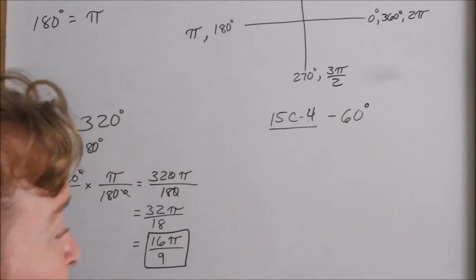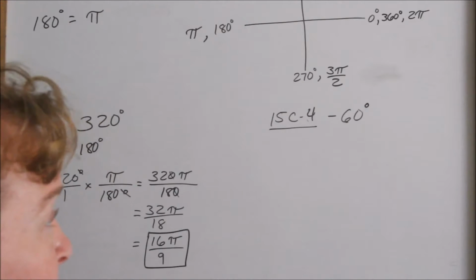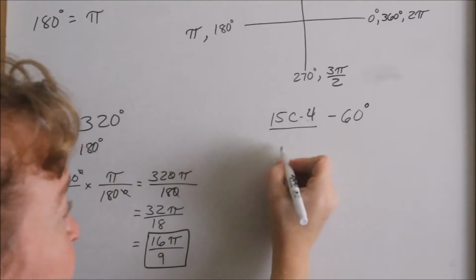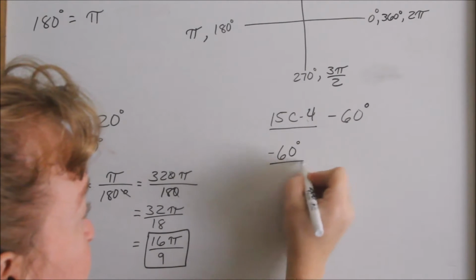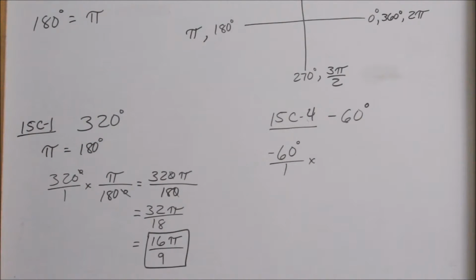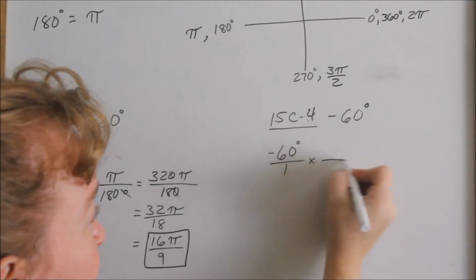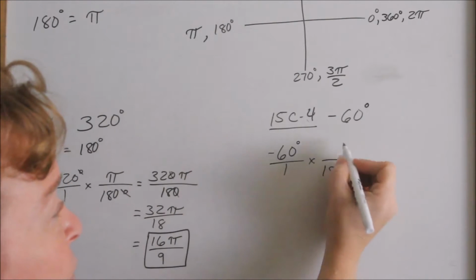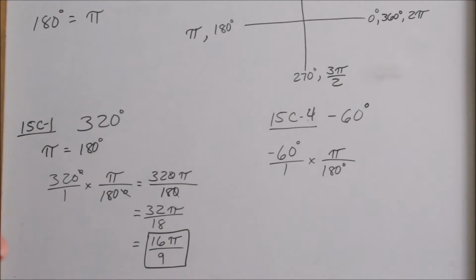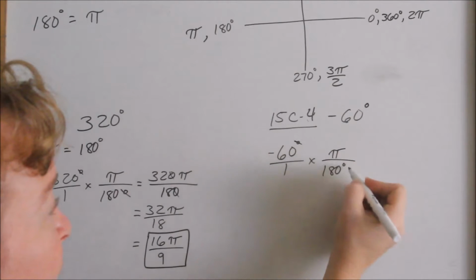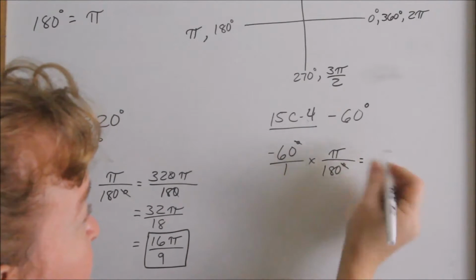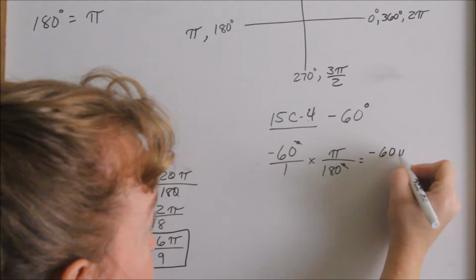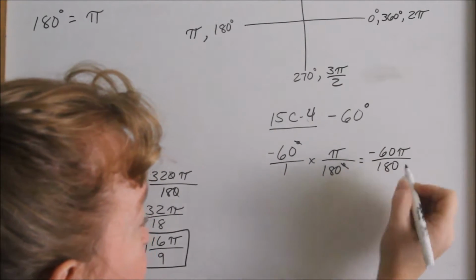So it doesn't really affect your conversion at all. It just means when you convert it to a radian measurement, you're going to have a negative in front of it. So we start with negative 60 degrees, put it over 1. We're going to multiply by our conversion factor. We want degrees to cancel, so our degrees has to be in the denominator. 180 degrees is the same thing as pi radians. So now our degrees cancel, and then your negative stays. Negative times a positive is a negative, so negative 60 pi over 180.